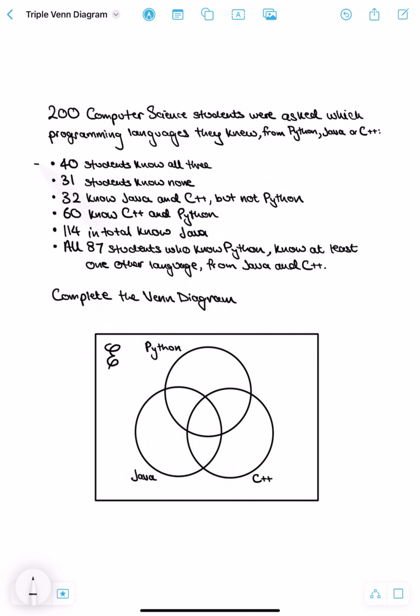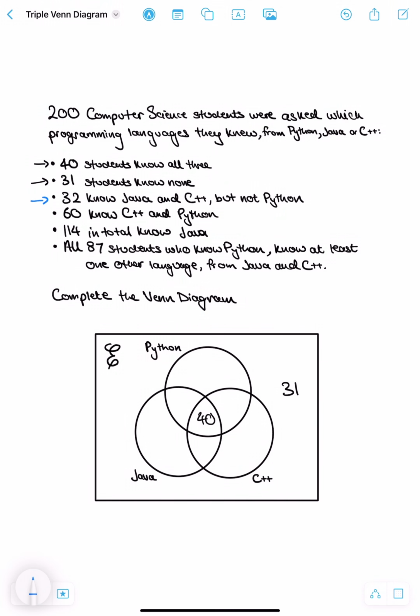We know that 40 students know all three languages. So in the center at the intersection of all three circles, we put 40. 31 students know none of the languages, so they're not in any of the circles, so 31 goes outside in the box of our Venn diagram. Now for the next ones, the trick you should use is restrict your view based only on the information given.